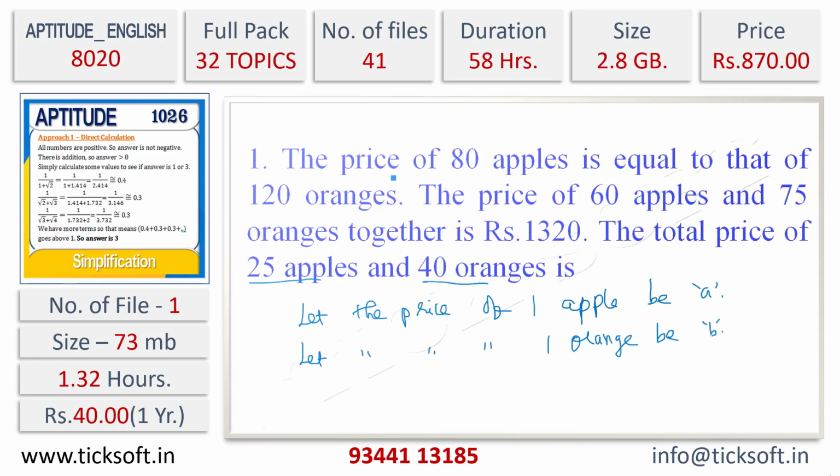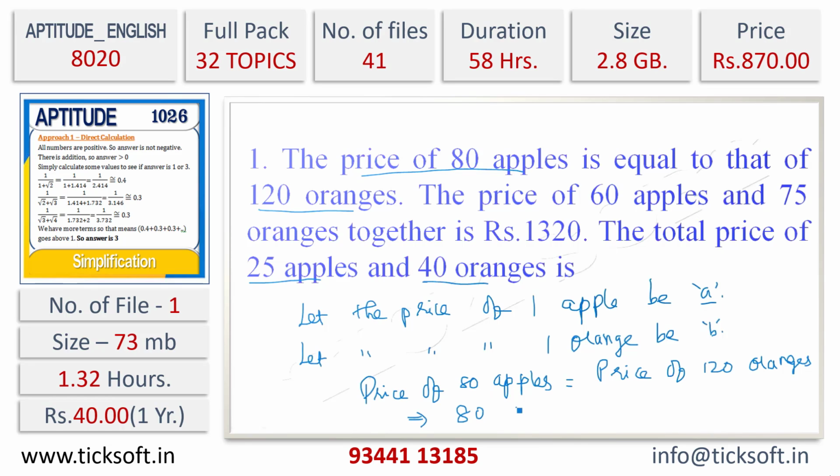The first condition here is: the price of 80 apples is equal to the price of 120 oranges. Here we know that the price of one apple is A, so the price of 80 apples will be 80 into A, which is 80A. And we know that the price of one orange is rupees B, so the price of 120 oranges will be 120 into B. So we have 80A equal to 120B. Now by using this, we are going to find the value of B.